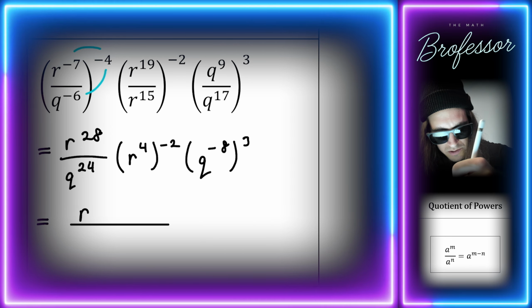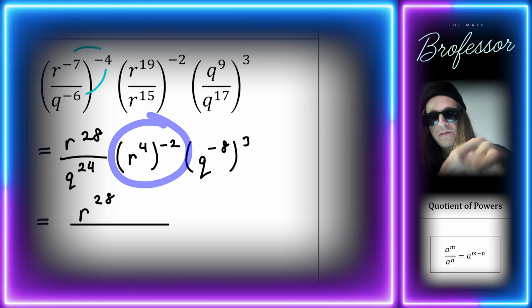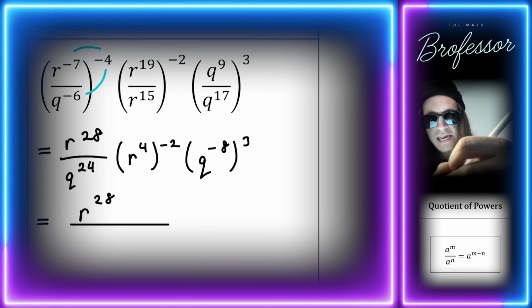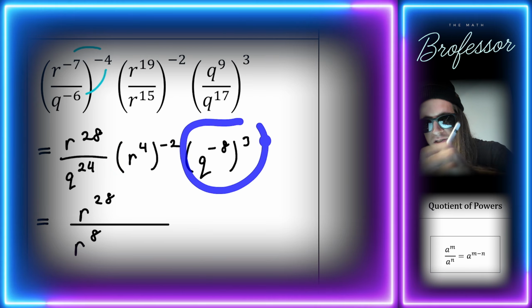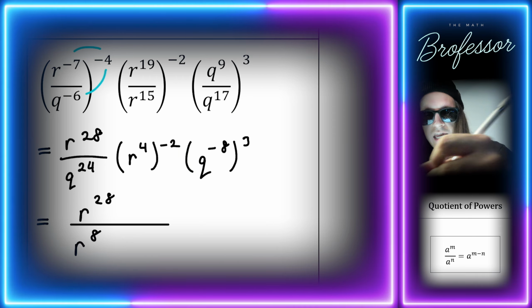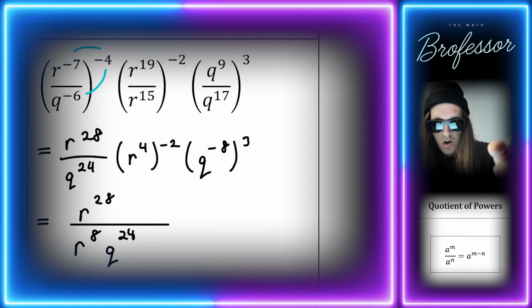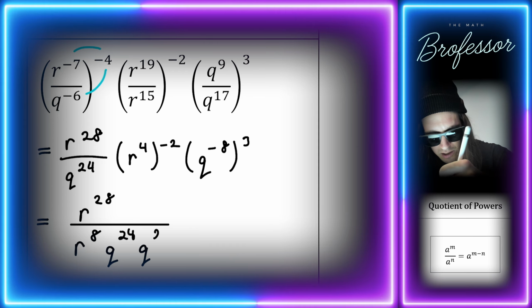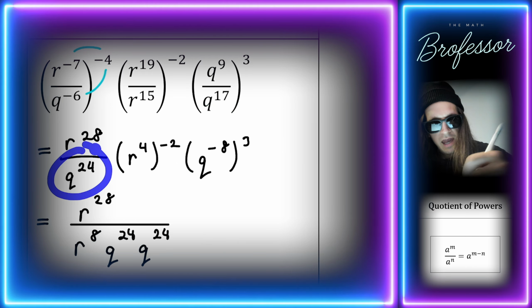So this is going to be r to the 28. This right here is going to be r to the negative 8. And because it's negative, I'm going to put it to the bottom and make it a positive 8. This right here is going to be q to the negative 24. And because it's negative, I'm going to put it to the bottom and make it positive. We also have this other q to the 24. That's crazy. So this is that one, and this is that one.